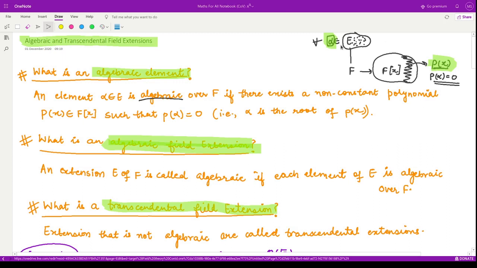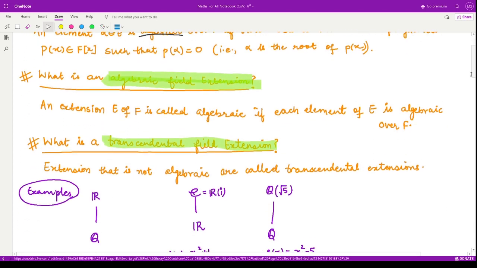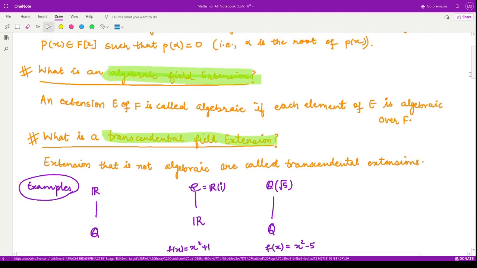So that means in these extensions we have elements for which we are not able to find such kind of polynomials whose root is alpha. So we can have an example. Here the extension R over Q, is this a transcendental or an algebraic extension? Now this is a transcendental extension.